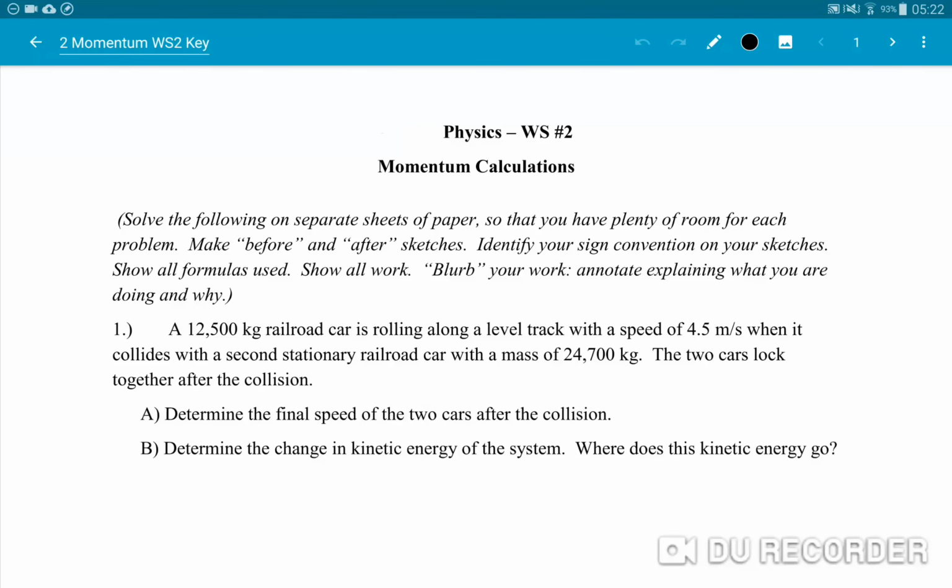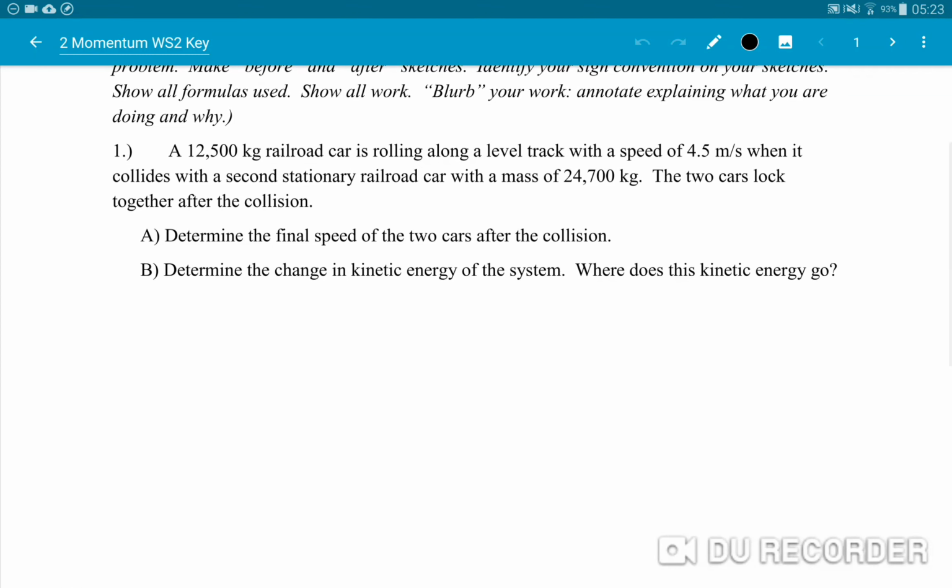Welcome back. We are in momentum here on worksheet 2, and here's problem number 1. A 12,500 kilogram railroad car is rolling along some level track with a speed of 4.5 meters per second, collides with a stationary, so at rest, car with a mass of 24,700 kilograms, so roughly twice as massive. Two cars lock together. Okay, so if they lock together, they're going to be moving together after the collision.